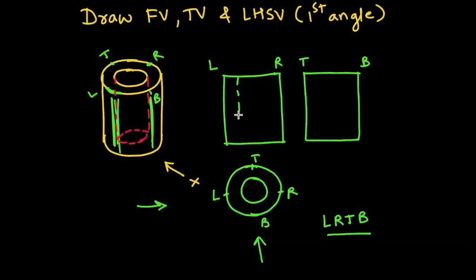So we'll have another dotted line. This is again extreme left, extreme right. Same way in the side view, extreme top and extreme bottom for that circle.